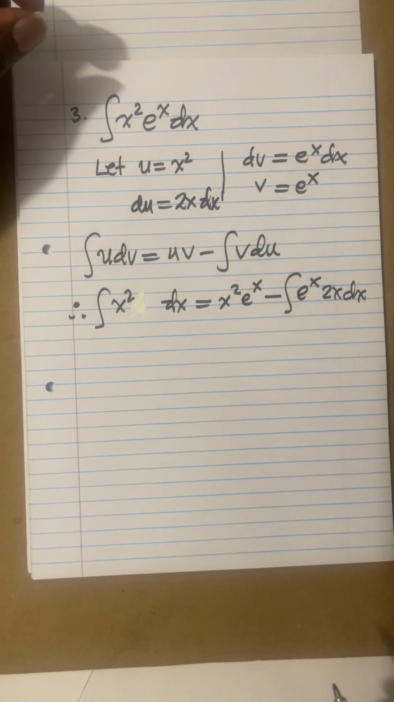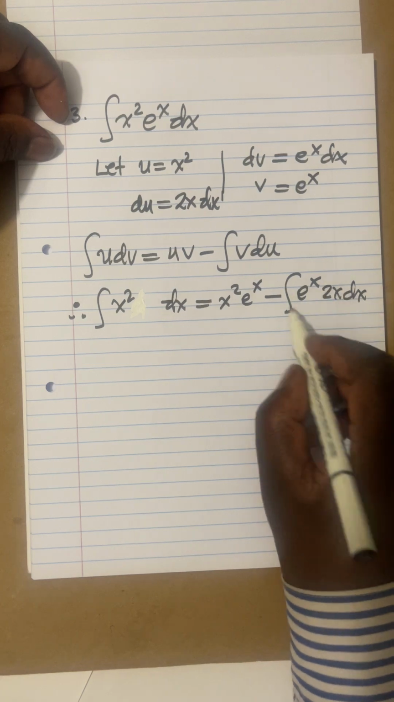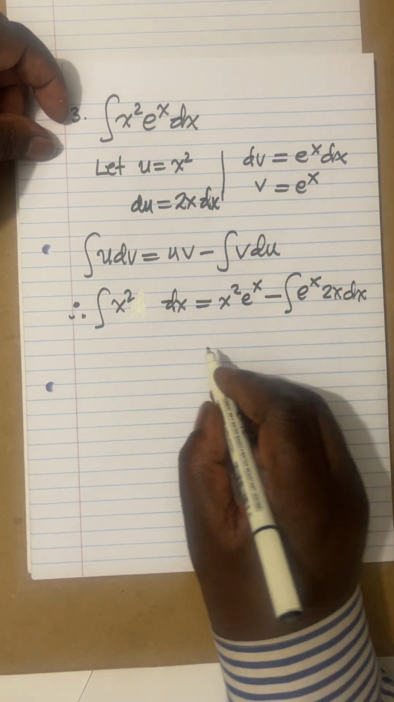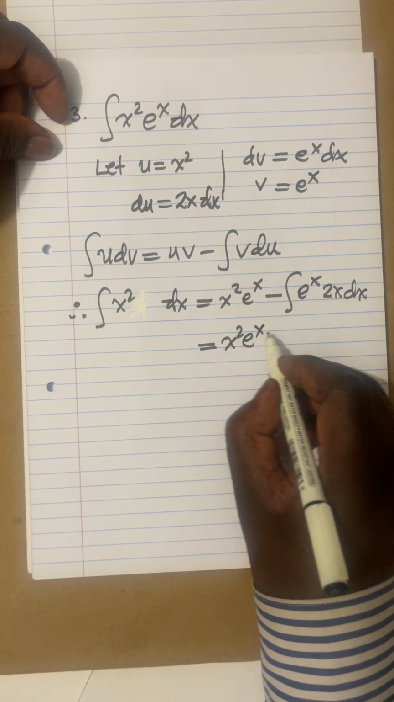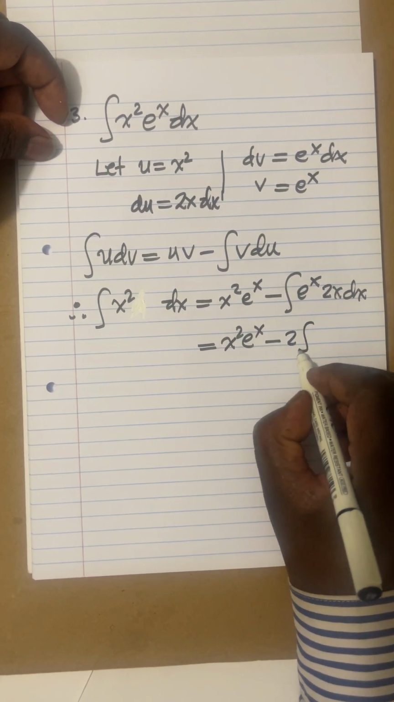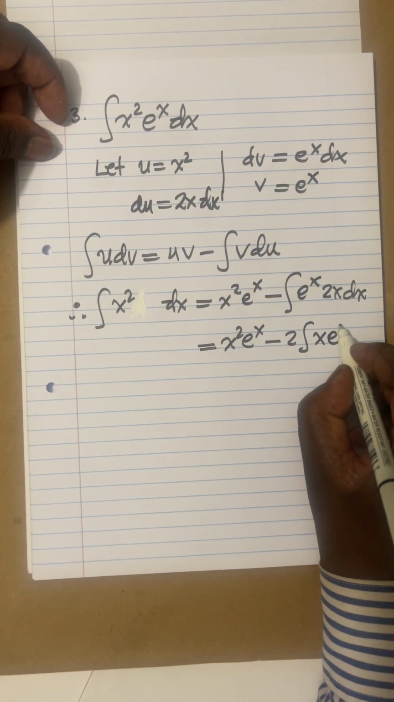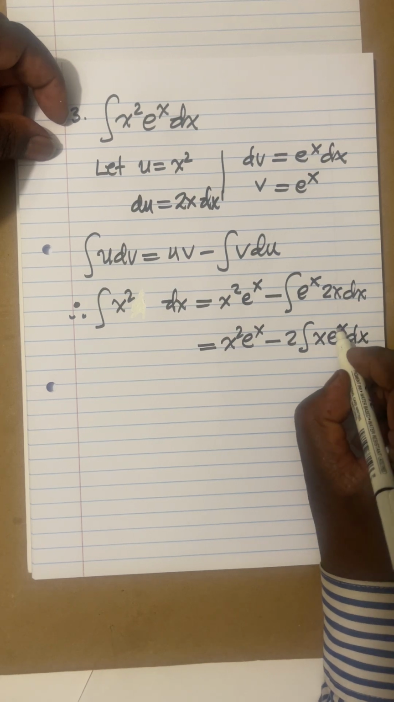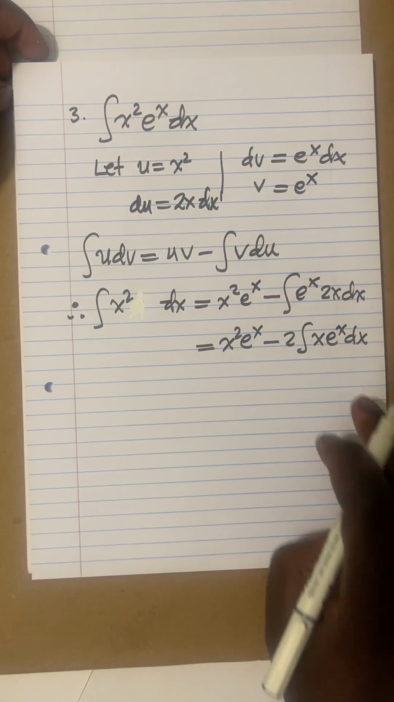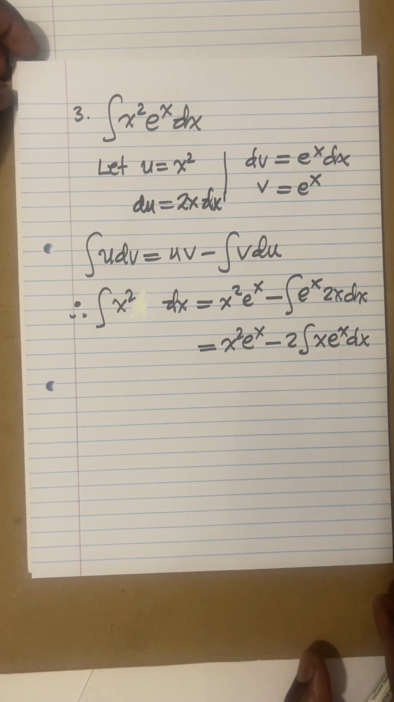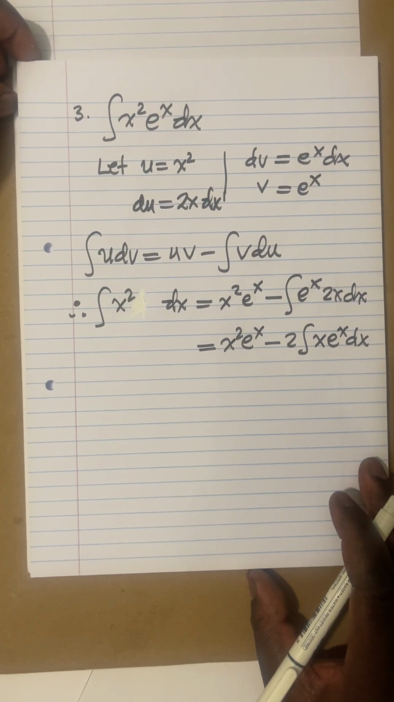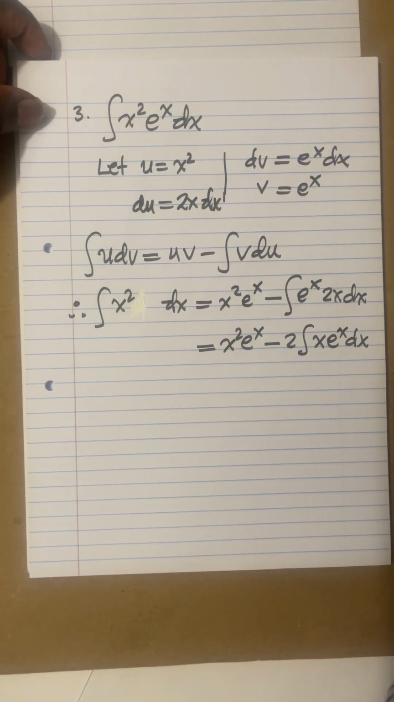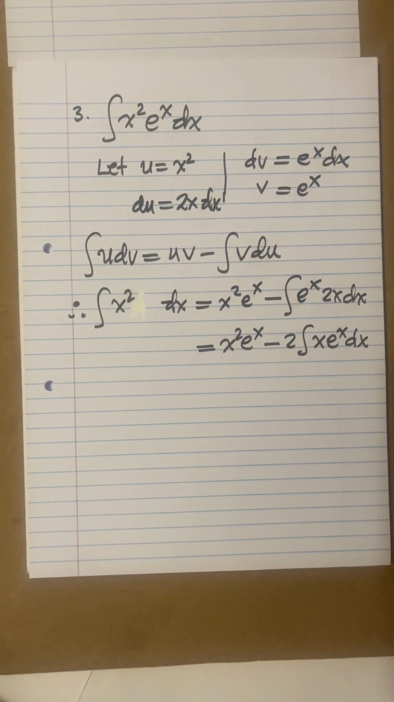Notice that. Now, if I rewrite this part here and take the 2 out because it's a constant, I'm going to have x squared e to the power x minus 2, the integral of x e to the power x dx. If you remember in the first question, we actually integrated that. But I want to do it again because repetition is critical in the process of learning and teaching of mathematical sciences. Right, so let's look at this part.